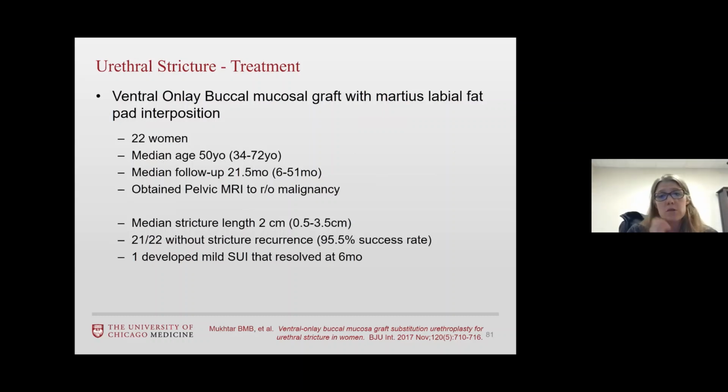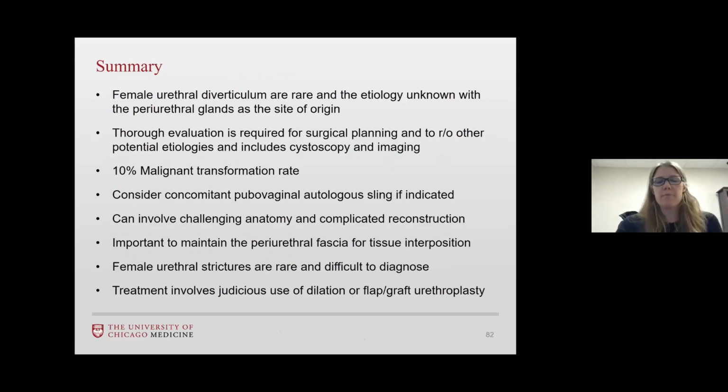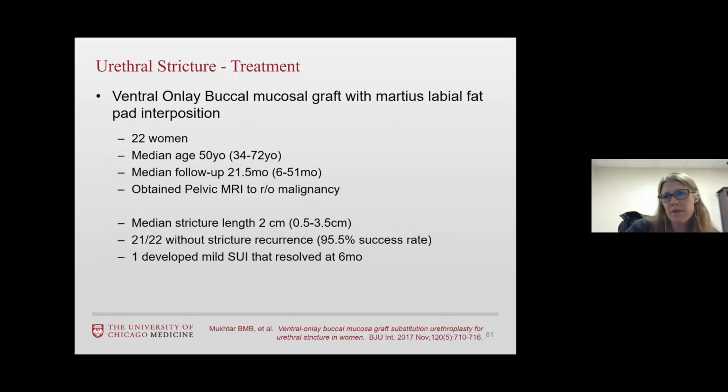Ventral onlay buccal mucosal graft, and then they also use a Martius labial fat pad interposition. So this study came out in 2017. It was 22 women, similar mean age, about 50, and the median follow-up was about 21 months with a wide range you can see there. This group obtained pelvic MRI to rule out malignancy beforehand, and again, the mean stricture length was about 2 centimeters. They had a really good success rate. It was about 95% here, and 1 patient developed mild stress incontinence that resolved with conservative therapy at 6 months.